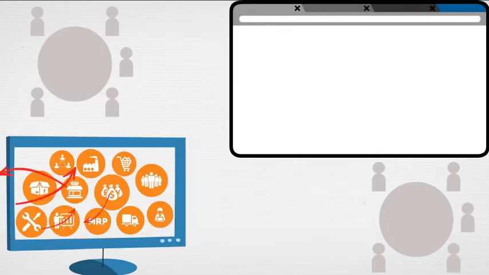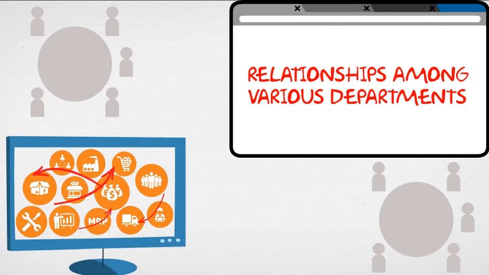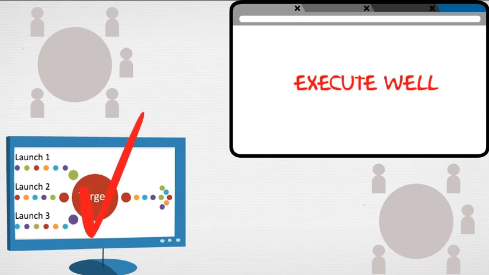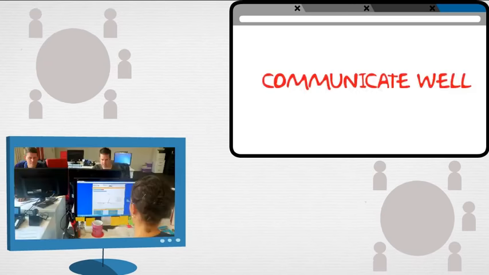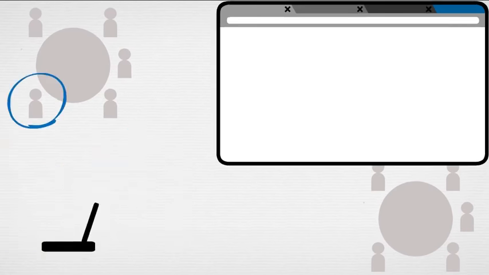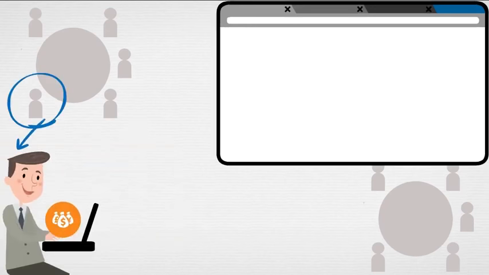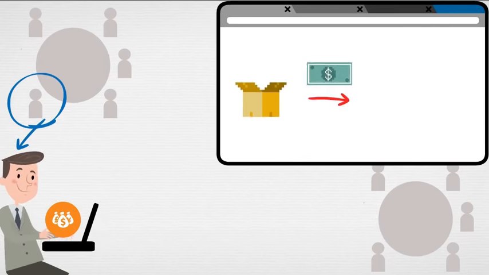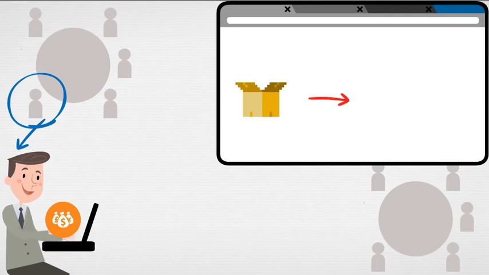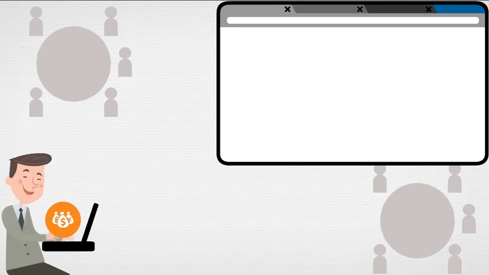In order to do well, each team has to, 1. Understand the relationships among the various departments, 2. Execute well, 3. Communicate well, and 4. Work as a team. John, who takes on the role as finance staff, has to understand how each purchase will eventually affect the daily cash balances. John also has to ensure that all the purchases are properly budgeted.